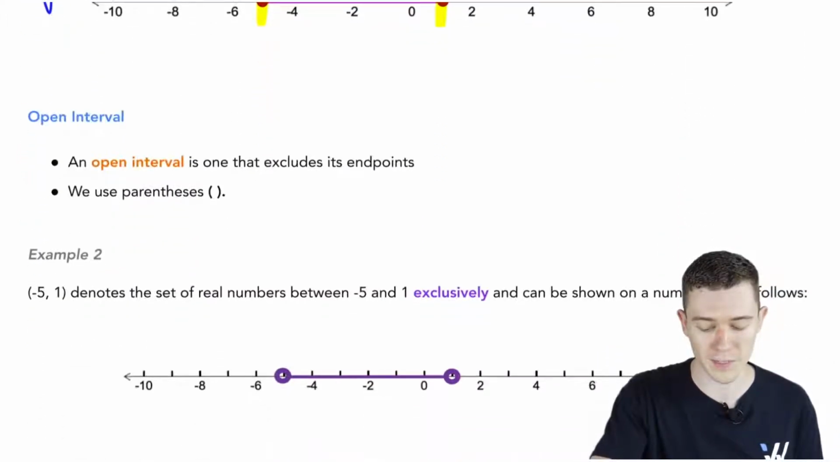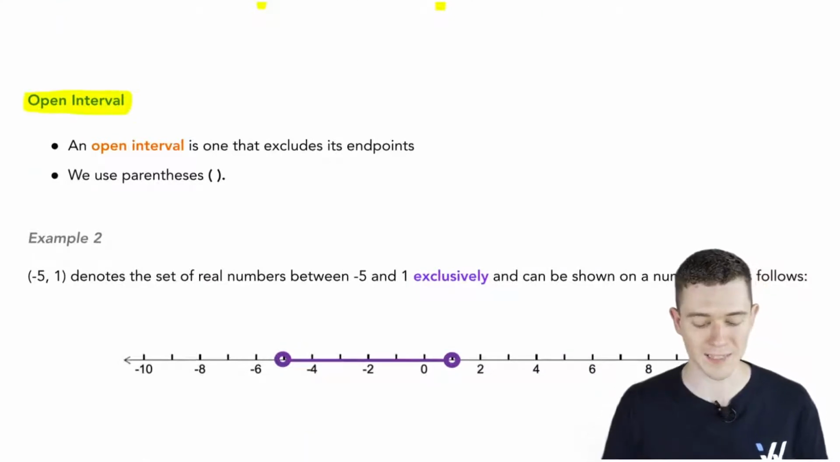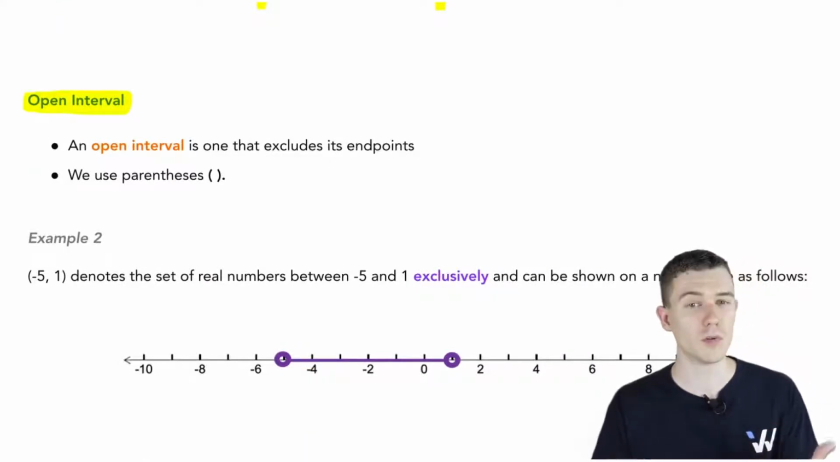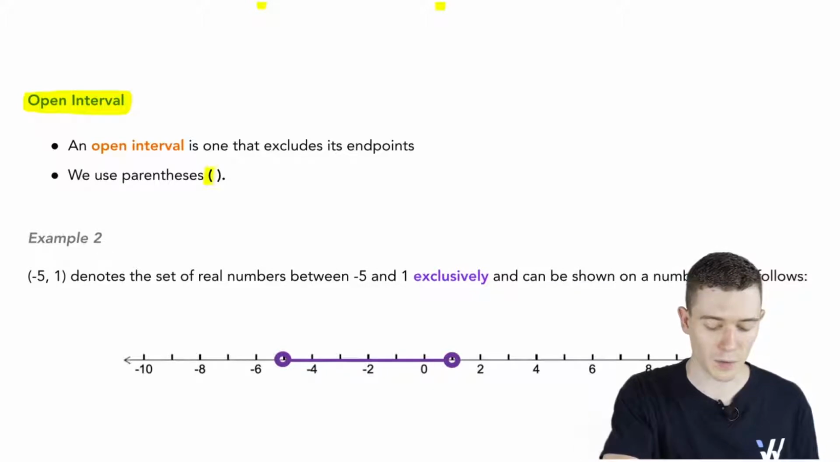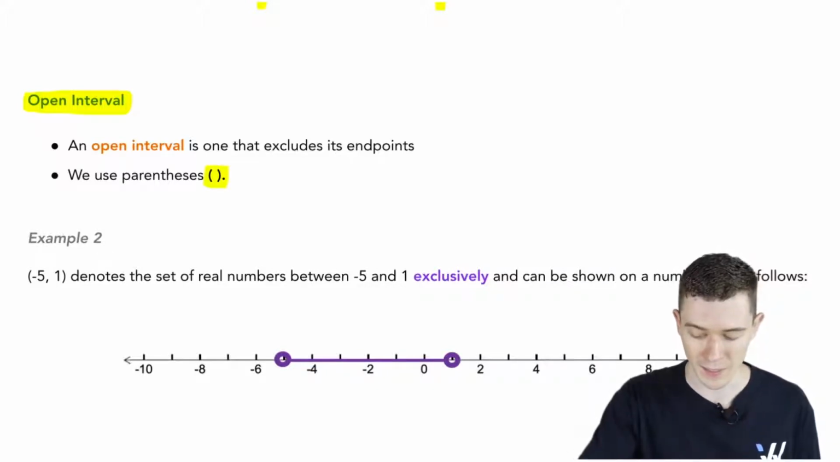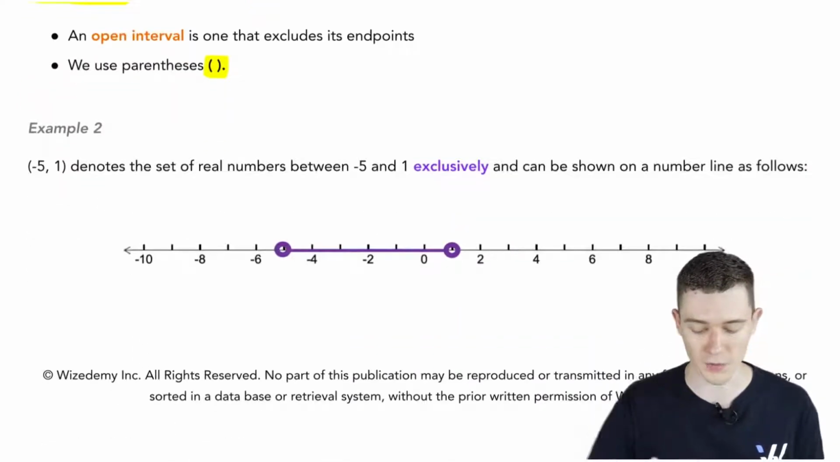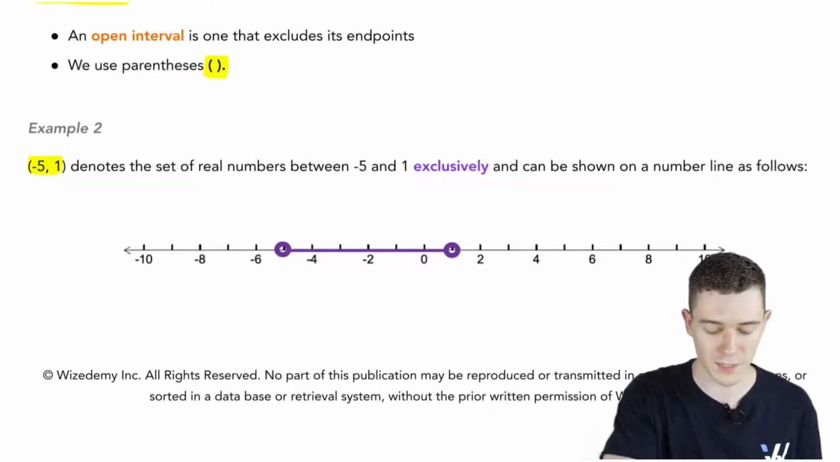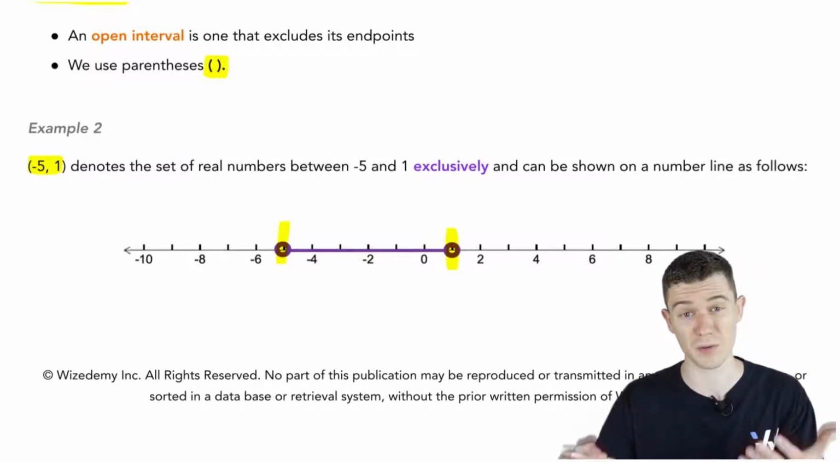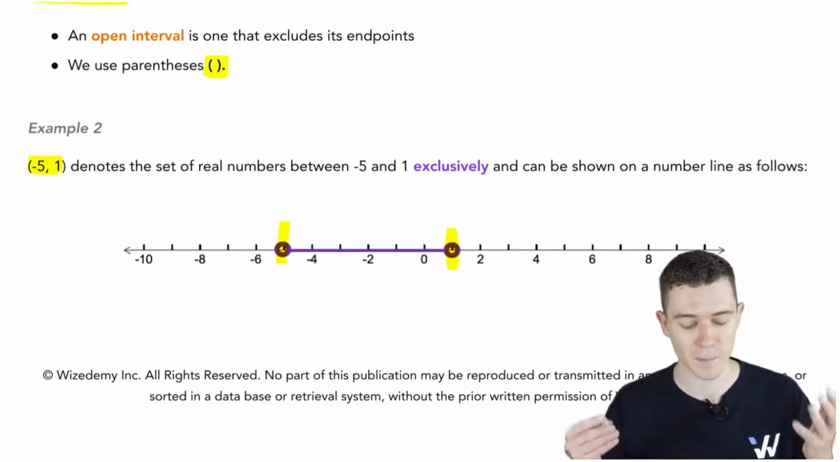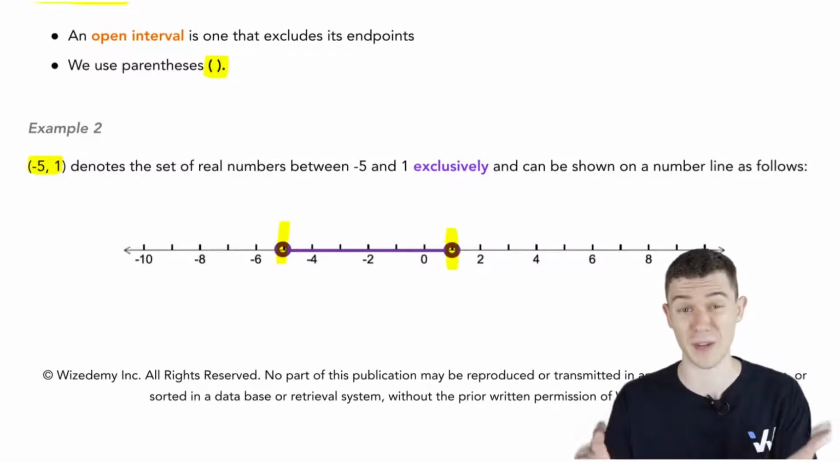Open intervals are very similar, but we're not including the endpoints. When we're doing open intervals, we surround them with parentheses. Here's the same interval -5 to 1, but you'll notice in our picture there are open circles, meaning we're excluding those endpoints, and it's denoted -5 to 1 in parentheses.